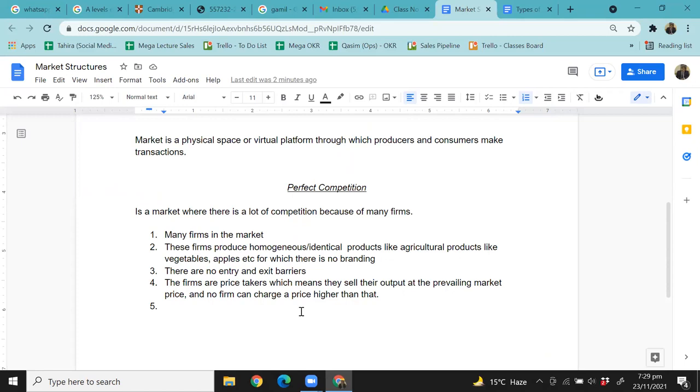And last of all, consumers have complete information about the product quality and prices. They have complete information about the availability of the product, where they can find a good, and how much the price of that good is, and so on. So there's absolutely nothing that you can hide from them. Easy. Is this good?